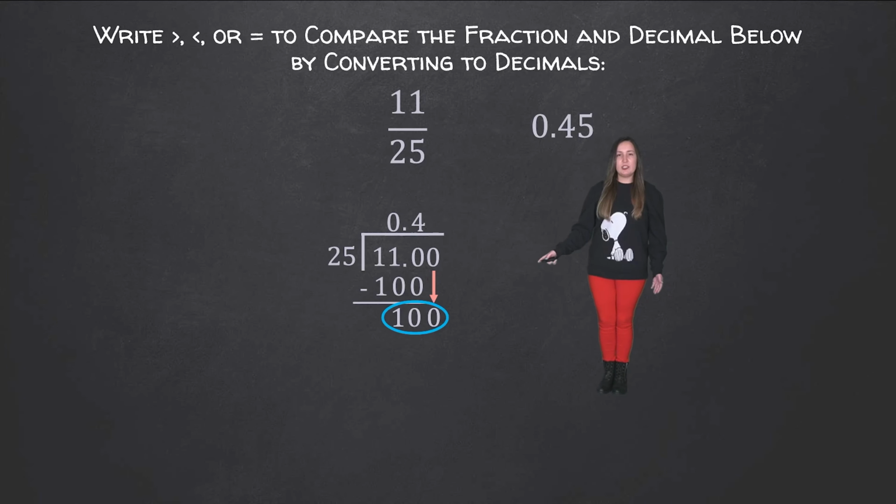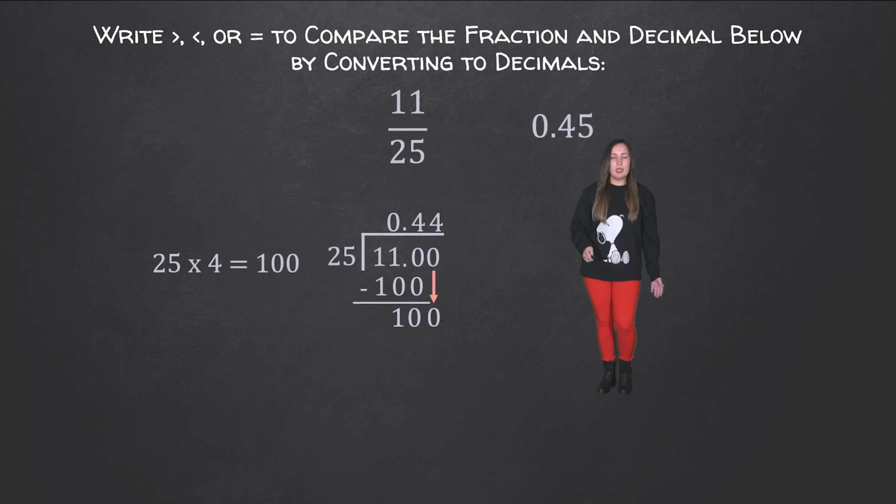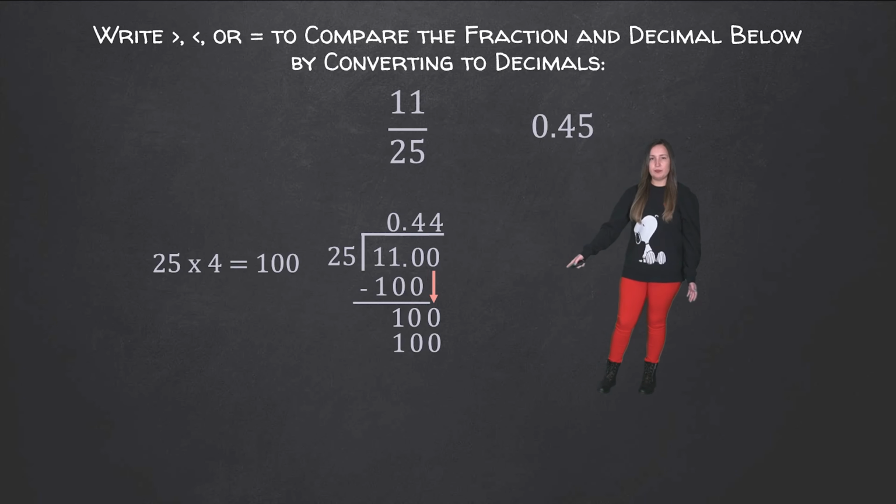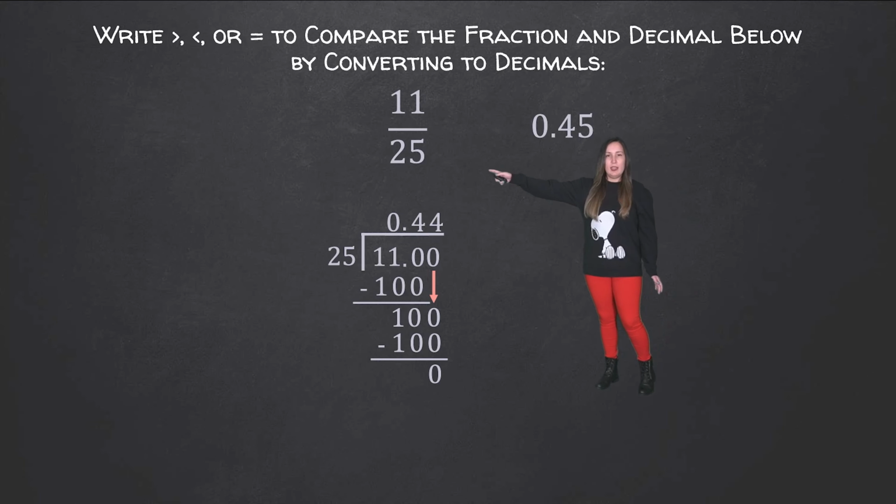And then ask ourselves, how many times does 25 go into 100? Well, 25 goes into 100 4 times because 25 times 4 is equal to 100. So we're going to write that down and subtract. 100 minus 100 is 0. So we don't have anything left over. So 11 over 25 is equal to 0.44.